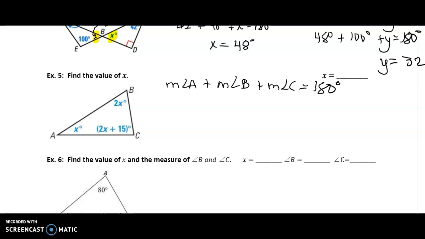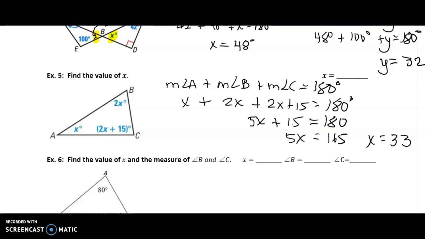All right, so again, because these expressions represent the interior angles of the triangle, we're going to use that interior angle sum theorem. It says the measurement of angle A plus the measurement of angle B plus the measurement of angle C is equal to 180 degrees. And then we do our substitution and solve for x. X is equal to 33.